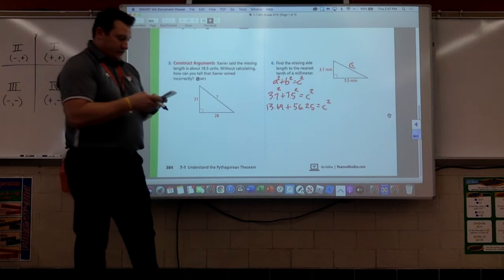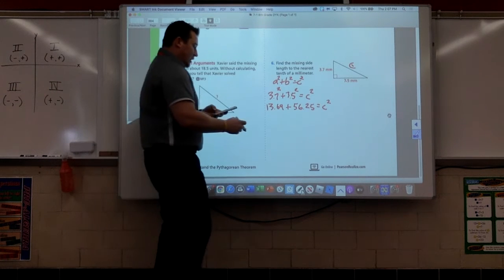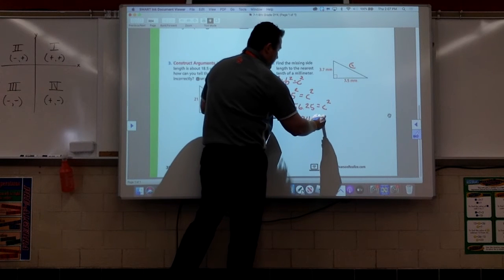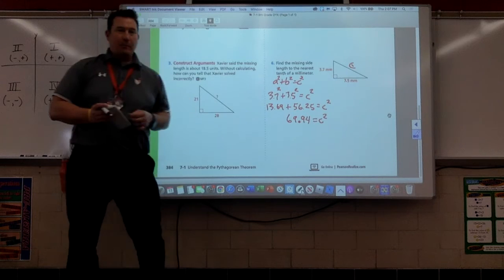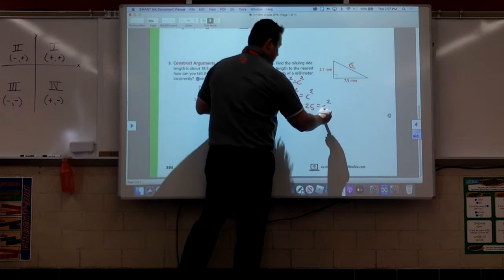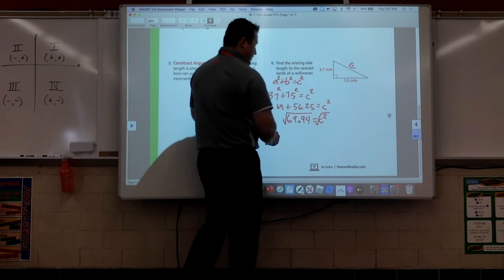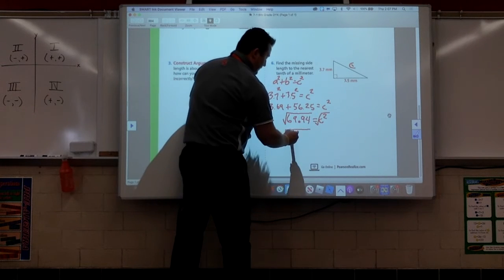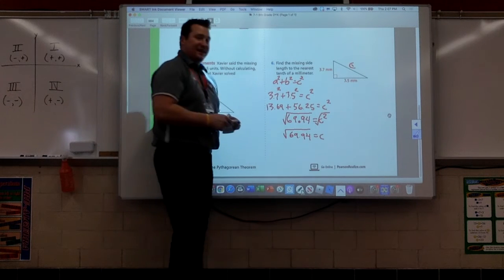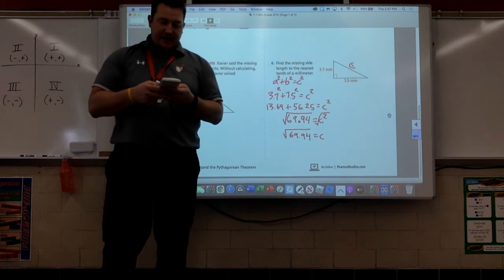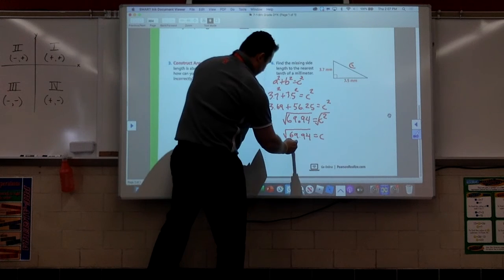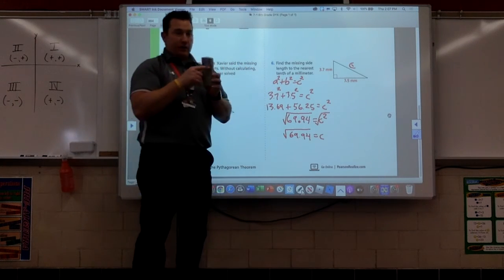Add those two numbers together. I get 69.94. And are we done? Nope. Remember, got to apply the square root to both sides now. So I'm going to take the square root here, and the square root here. My first answer is just the square root of 69.94. That equals c. My second answer, guys, we want to go ahead and take the square root of that number. We will get not a very good number.